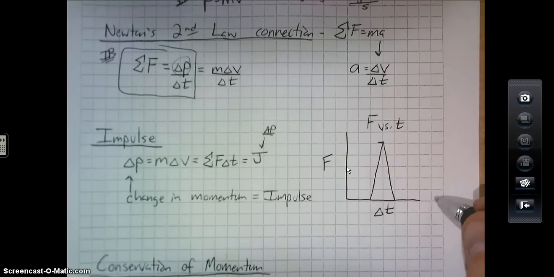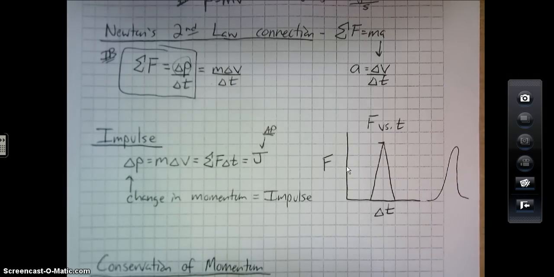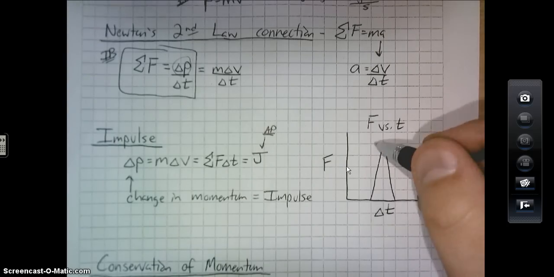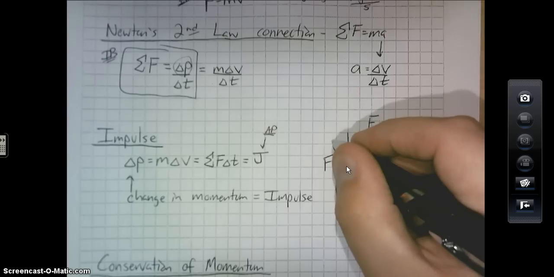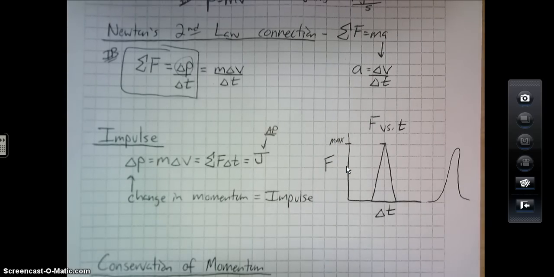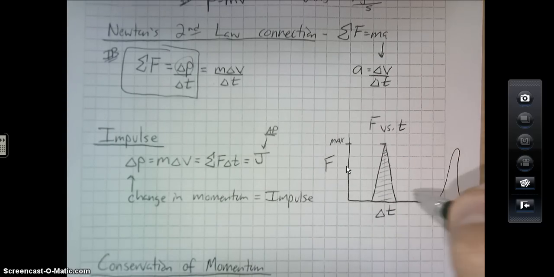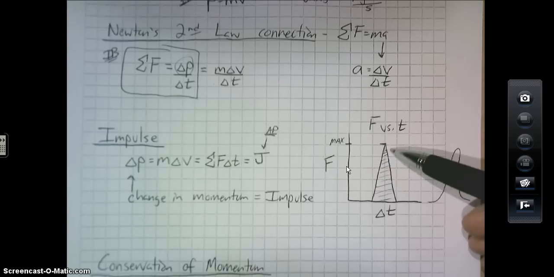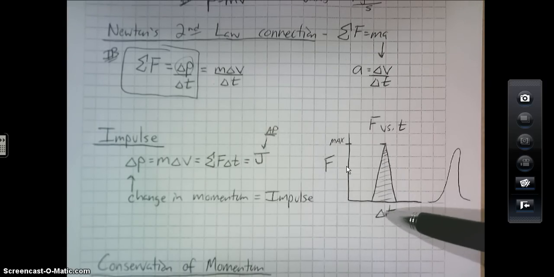Now chances are that this is going to look a little more like this, but for the most part it's going to look fairly much like a triangle. So there's going to be this maximum force that it supplies. Now this area underneath this triangle, if we look at it, in order to calculate that area, you'd have to take the force times a time.